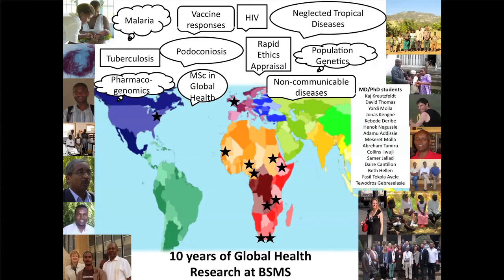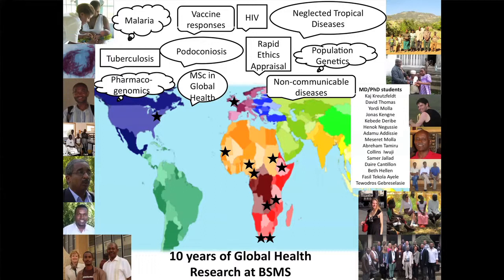So I'm just going to say a bit about what's been going on at BSMS over the last 10 years in the Global Health Programme. Having started, as has already been mentioned, global health's been on the agenda for some time here. We've developed research interests and projects in a variety of different areas, and we've developed a master's in global health. And over the years, we've also developed a number of relationships and collaborations with overseas institutions, and a number of these are in sub-Saharan African countries.